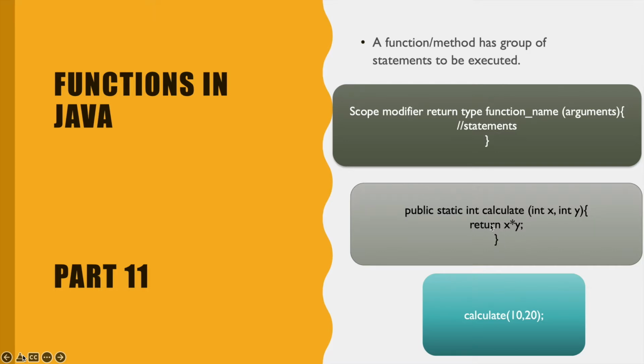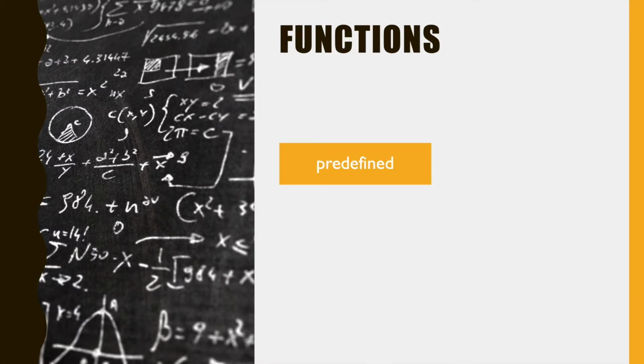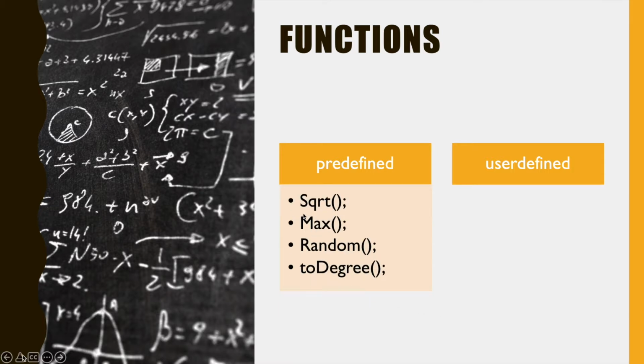Once you write a set of statements inside a function, you need to execute that. And how do we execute that function? You need to call that function, ending with a semicolon. There are two types of functions: predefined functions and user-defined functions. Predefined functions are already given by the JDK, and you can simply call them by passing the arguments. For user-defined functions, we need to create our own function and use it wherever it is required.